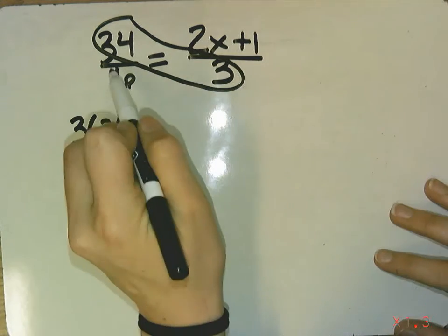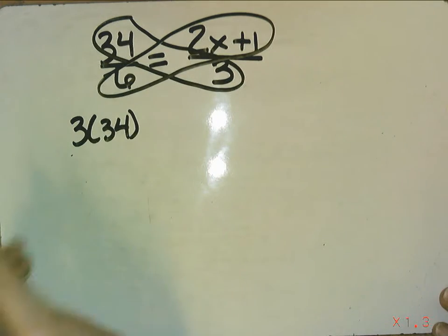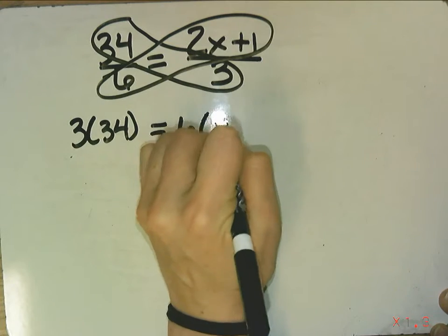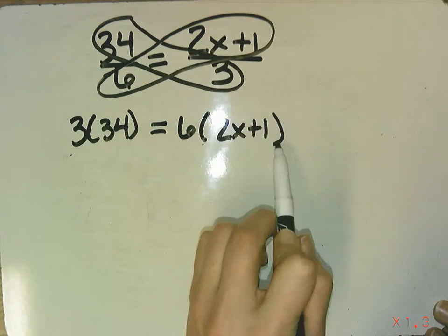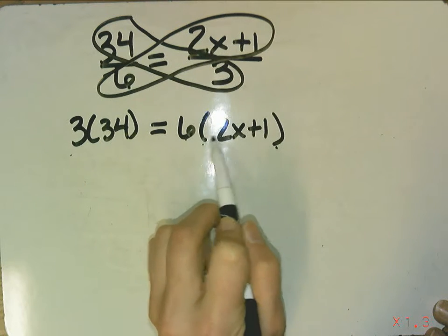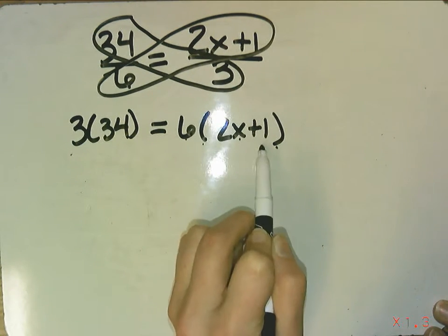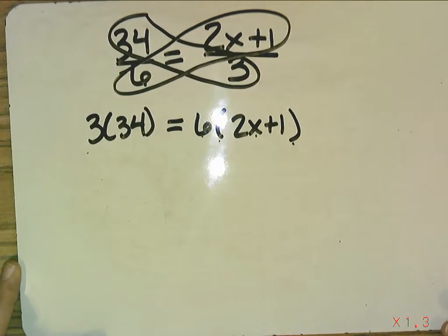On the other end, I have 6 across from 2x plus 1. That means the other side of my equation is going to be 6 times 2x plus 1. You want to make sure to include these parentheses. We don't just have 6 times 2x, we have 6 times this whole chunk, 2x plus 1. So now, this is like solving any other equation that I've dealt with.